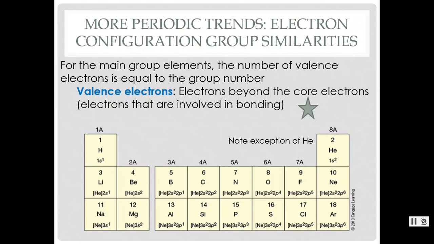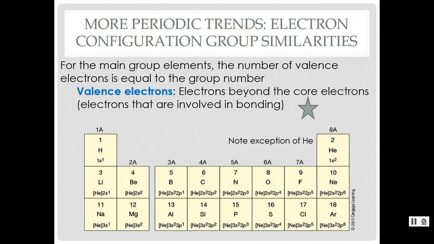So that is a periodic trend that you should know and you'll be using in subsequent chapters, that for main group elements, the number of valence electrons is equal to the group number. And the definition of a valence electron is an electron that is in the outer shell of the atom. It's beyond the core electrons, and it is those electrons that are involved in bonding.